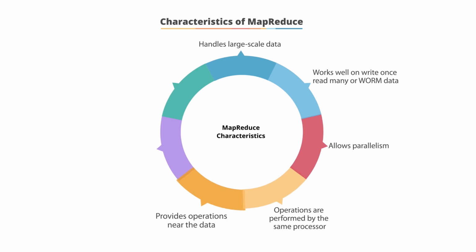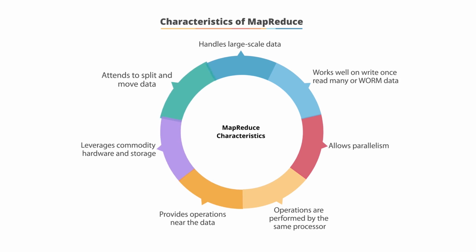Those operations are provisioned near the data as data locality is preferred. In other words, we will move the application to the data and not the other way around. Commodity hardware and storage is leveraged in MapReduce to keep things cost-effective. And the runtime takes care of splitting and moving data for operations.